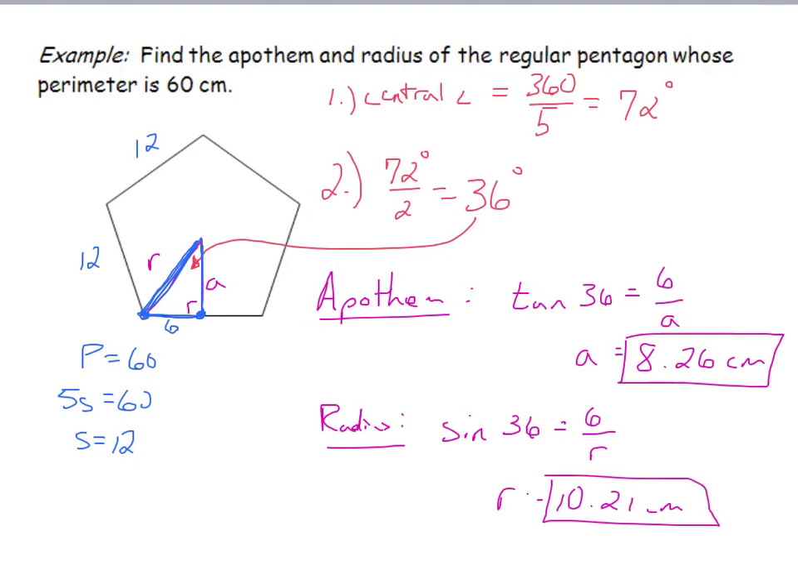Anytime you have to do that, you should always start off by finding out what the central angle is, taking half of that, and drawing in that triangle.